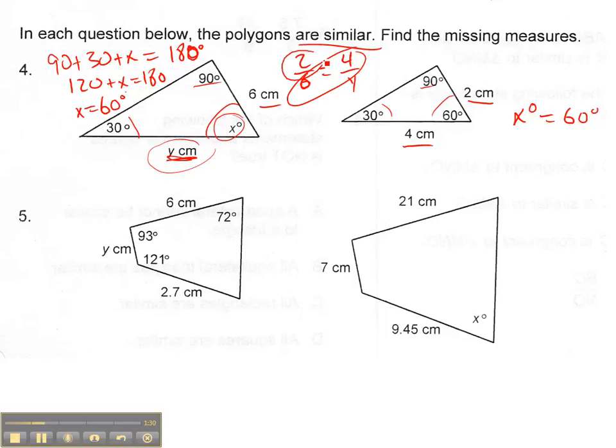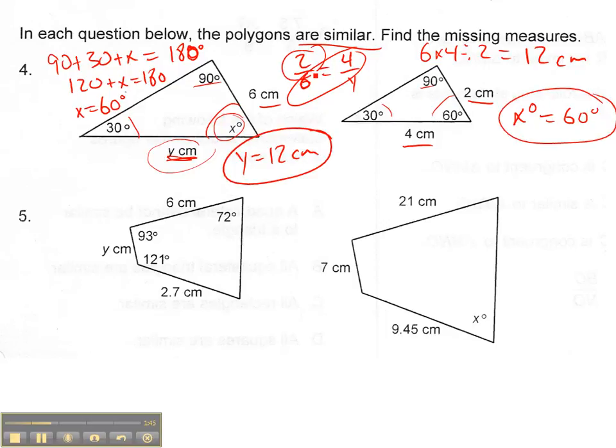So bat and ball, 6 times 4 divided by 2. There's a lot of ways to get this answer actually. 24 divided by 2 is 12, so y equals 12 centimeters. I didn't really need to use cross products. I could just see that we're getting from 2 to 4 by multiplying by 2, so 6 times 2 is 12. You can see the scale factor is 3 going from the small triangle to the larger triangle, so 4 times 3 is 12. There's lots of ways to solve this problem.